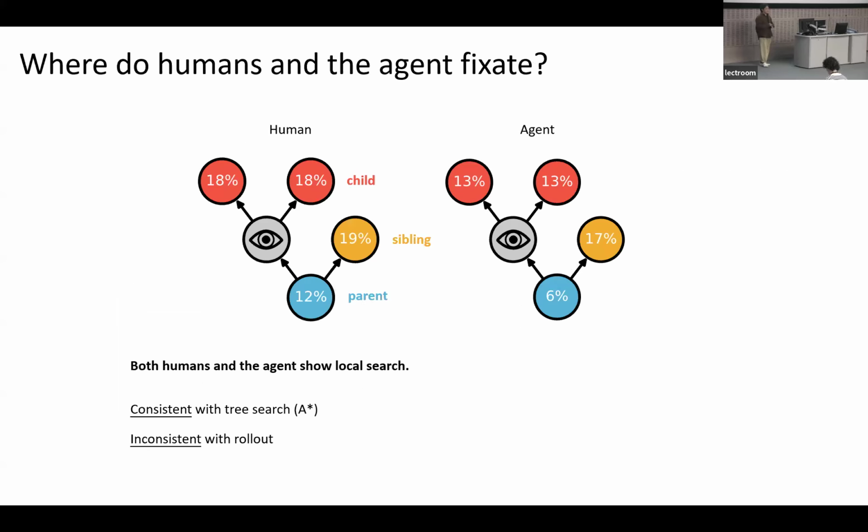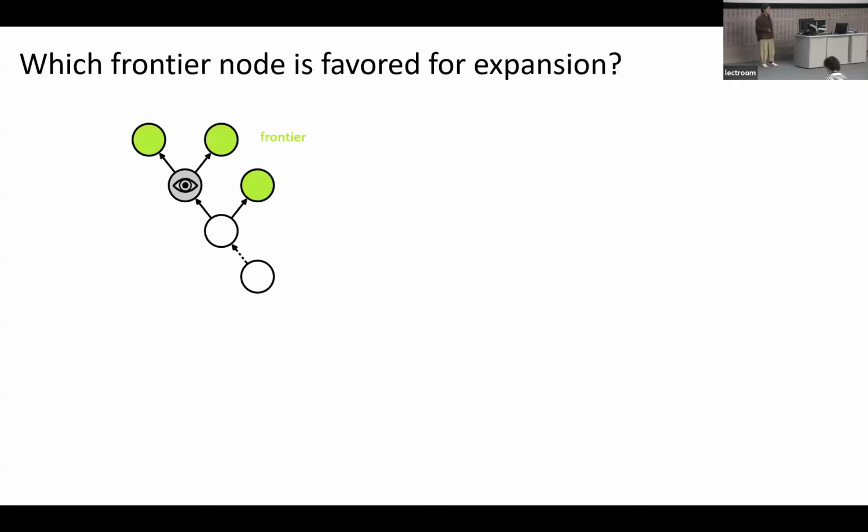To see if the agent learns a human-like strategy, we compare its behavior with human fixation behavior. We first see that the agent shows a very similar local search pattern, suggesting that it learns to do tree search, and this is generally consistent with A star. Then we check which frontier node is favored for expansion.